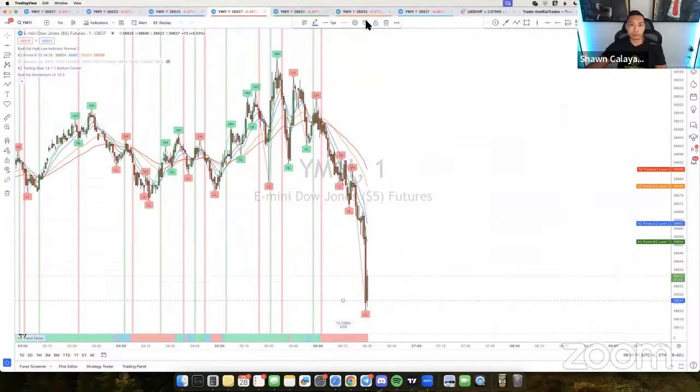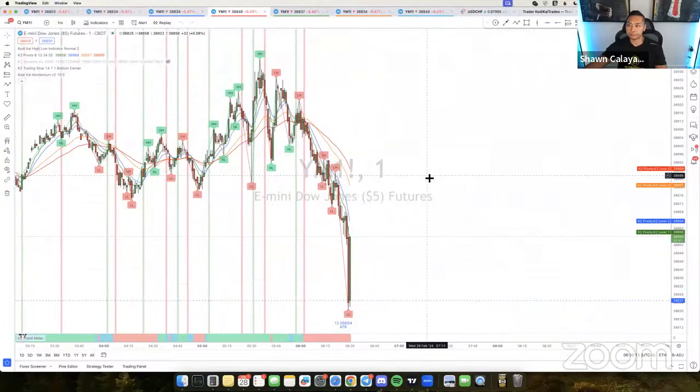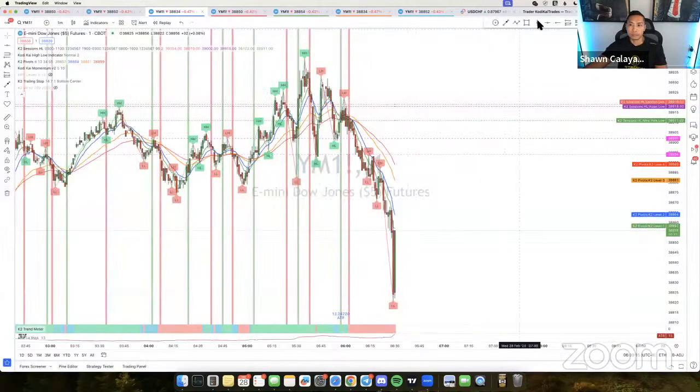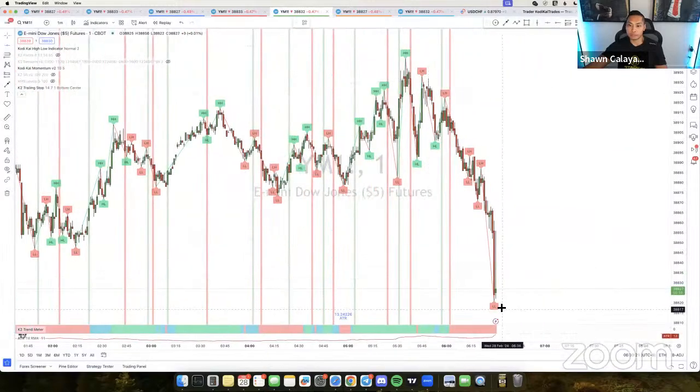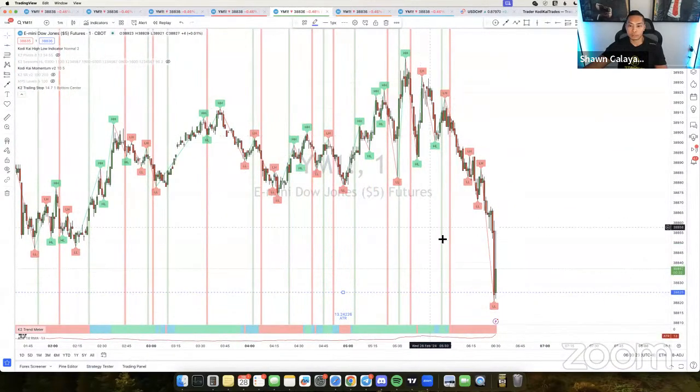All right, so I'm gonna mark up opening price right there. Currently, we have a bearish trend. So we're gonna be looking for a sell over here right now, currently for the PRB, if we do get one.